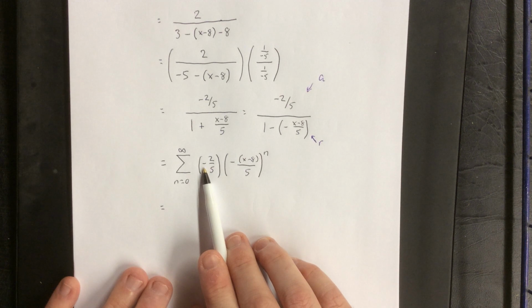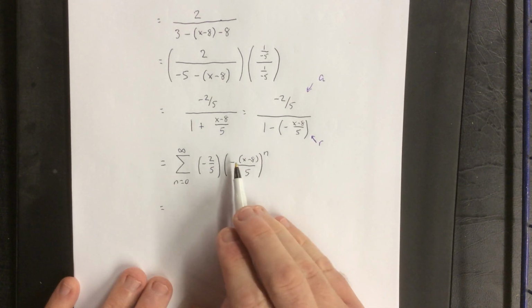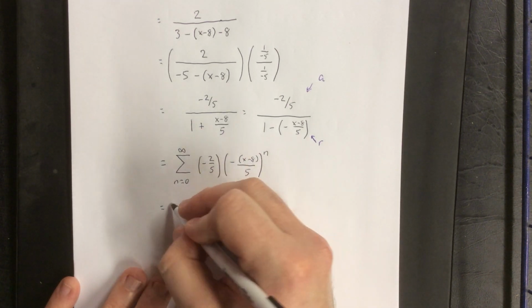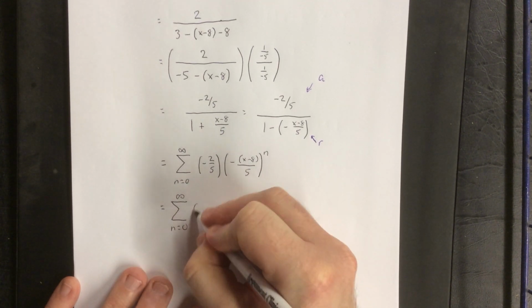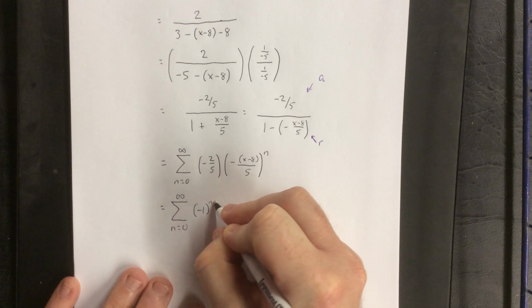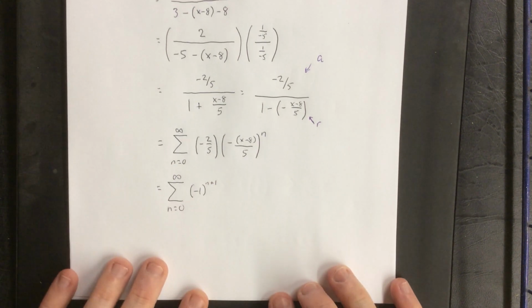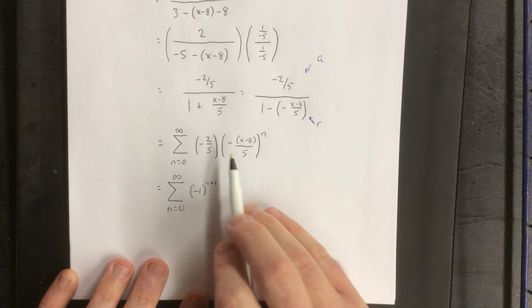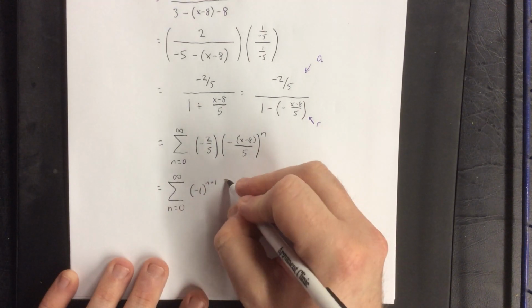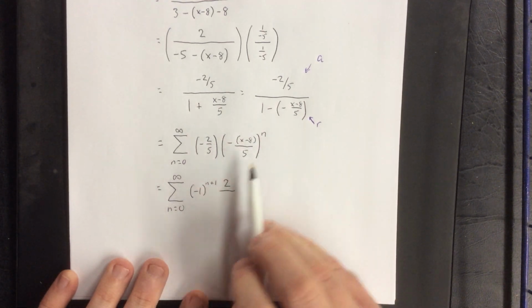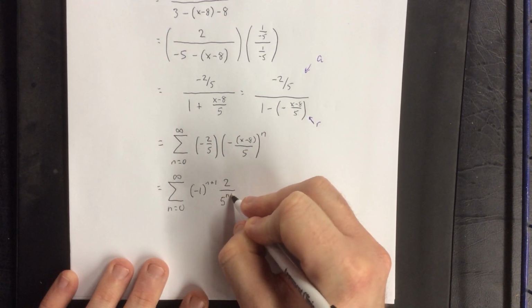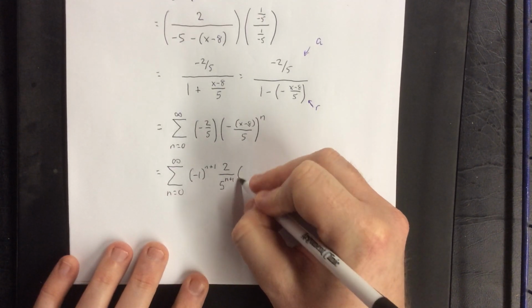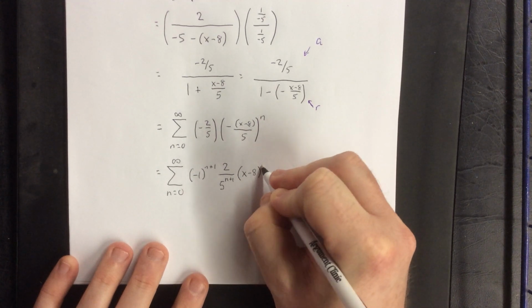We also have another negative out in front, so that would be negative 1 to the n plus 1. We would also have a 2 left over from the numerator. From the denominator, we have 5 to the n times an additional 5. That'll be 5 to the n plus 1 times x minus 8 raised to the nth power.